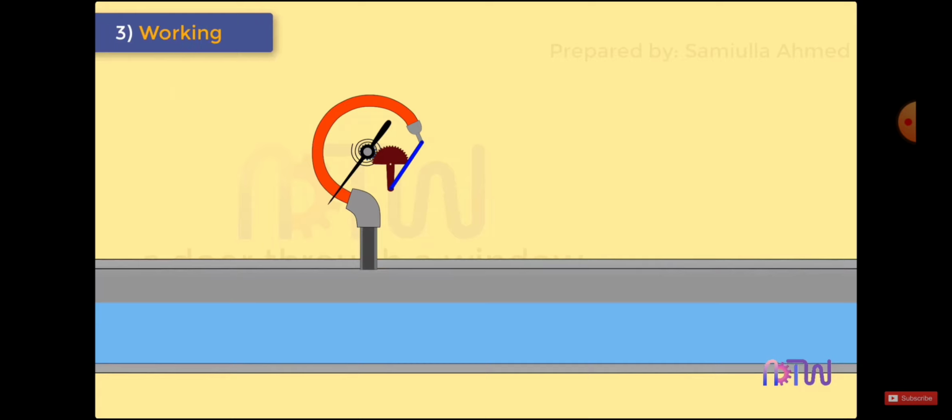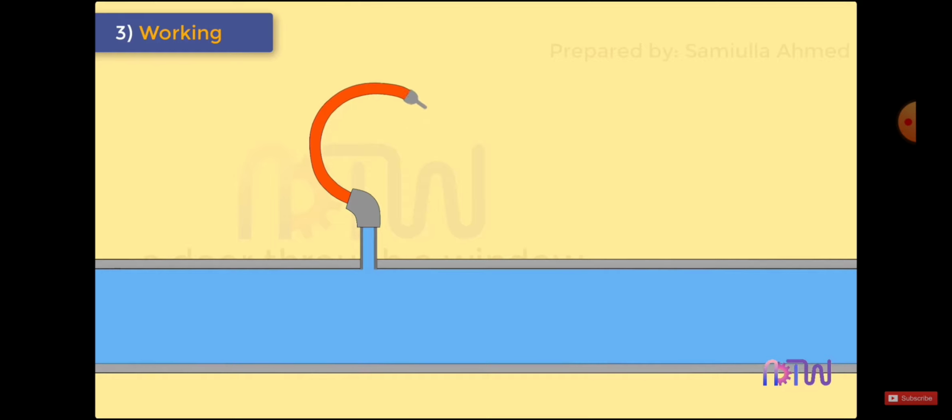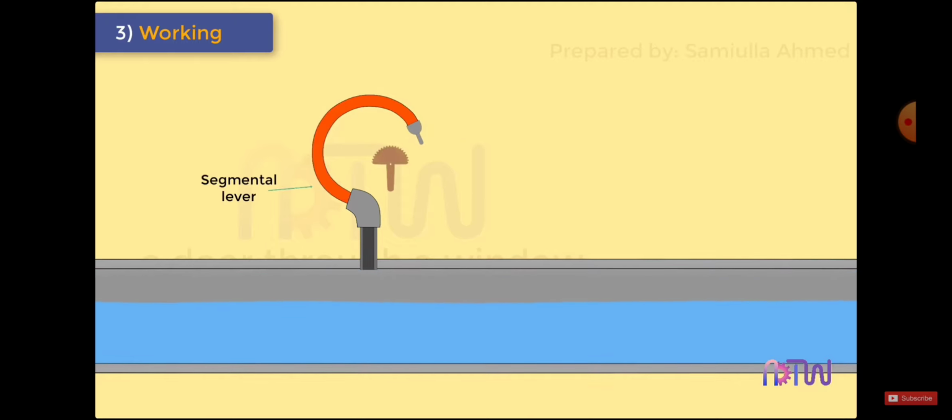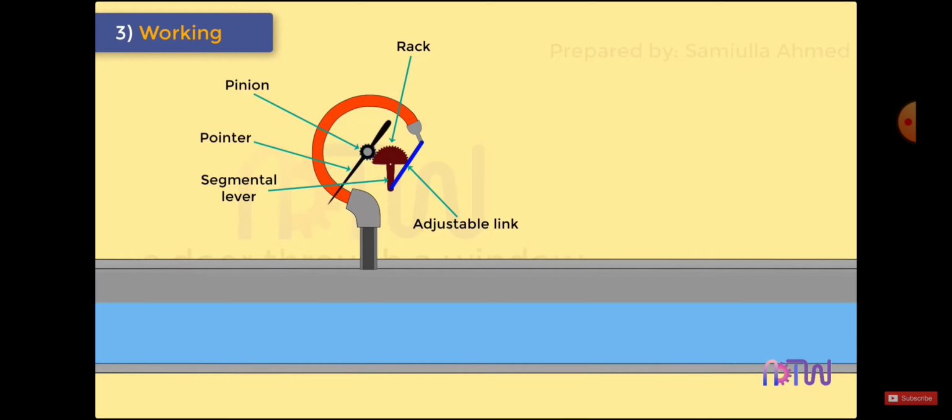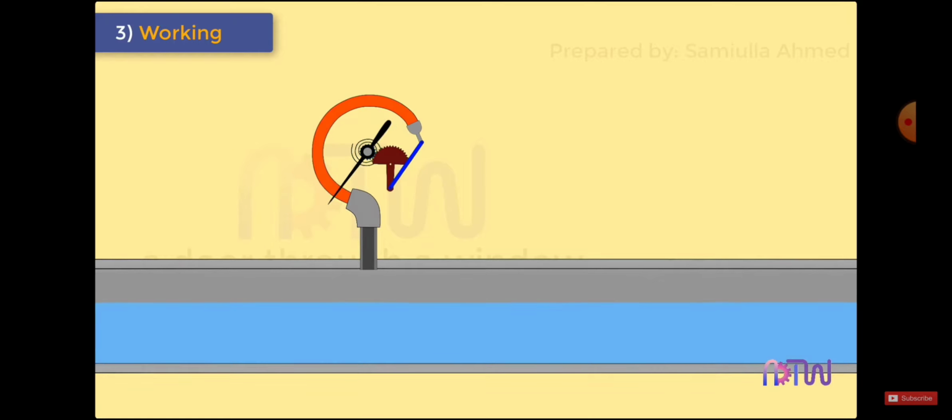Working of Bourdon tube pressure gauge. As the fluid under pressure enters the Bourdon tube, it tries to change the cross-section of the tube from oval to circular, and this tends to straighten out the tube. The tip of the Bourdon tube is connected to a segmental lever through an adjustable link. The segmental lever end on the segment side is provided with a rack which meshes with a suitable pinion mounted on a spindle. The segmental lever is suitably pivoted and the spindle holds the pointer. The resulting movement of the free end of the tube causes the pointer to move over the scale.